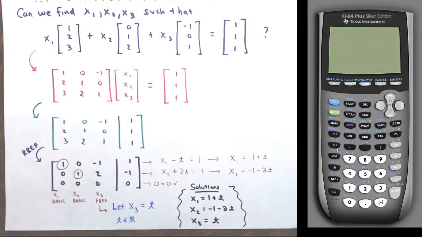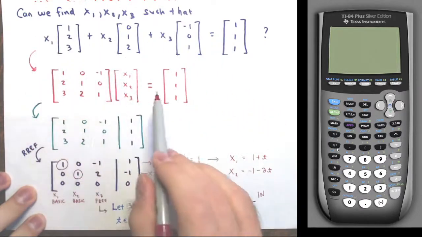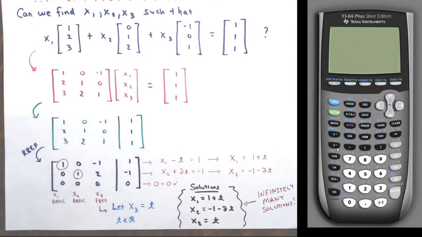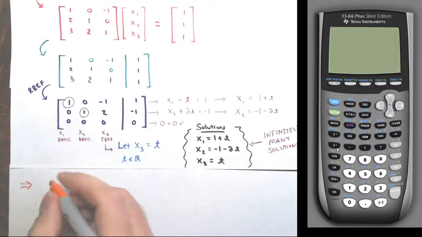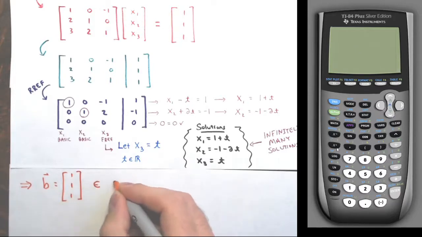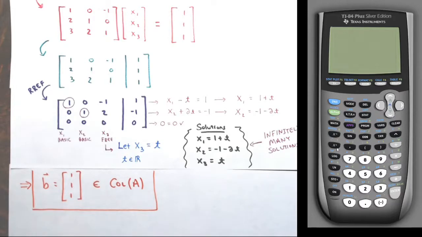There are infinitely many solutions here. This is telling me that there are infinitely many solutions to this matrix equation I wrote up here. So, because the system does have at least one solution, this tells me that B, that vector 1, 1, 1, does belong to the column space of matrix A. So yes, it's good.